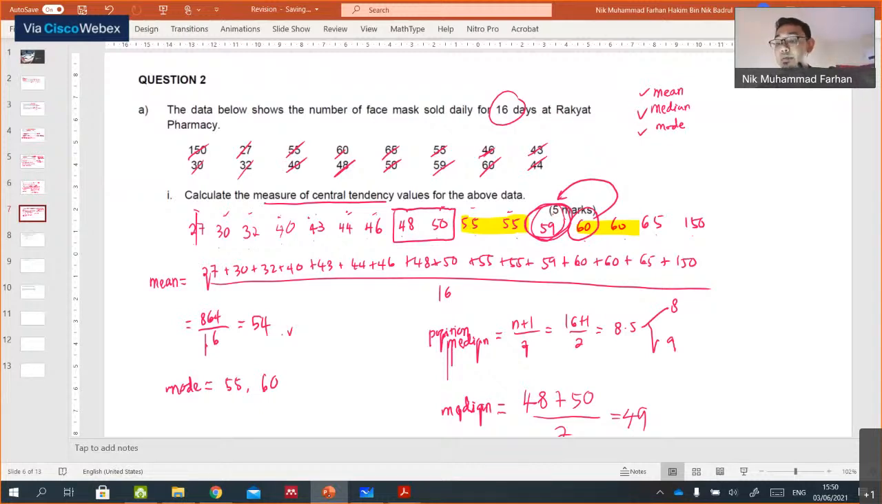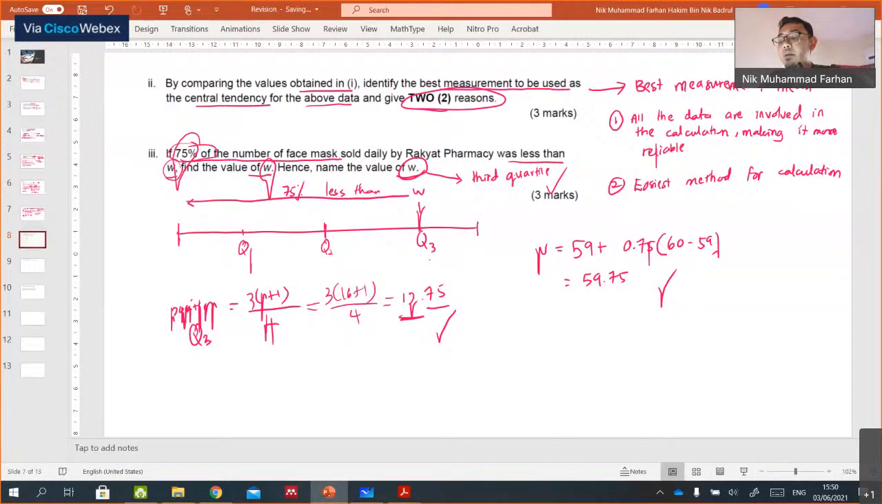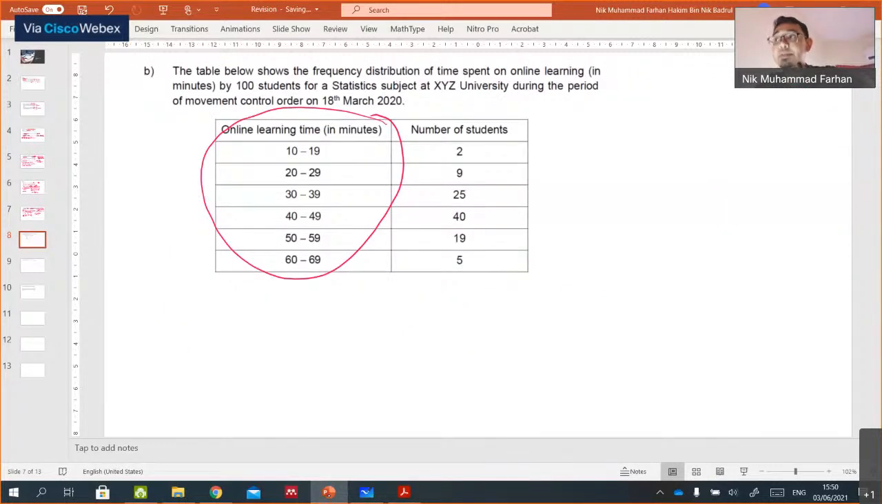So firstly you have to find the position, then find the Q3 value, and then name W as the third quartile. Now we have this one. The table below shows the frequency distribution of time spent on online learning. Please take note: first of all, when you have this grouped data, you have to note whether it is class boundary or class limit.